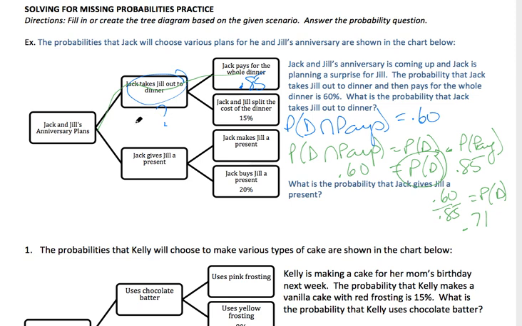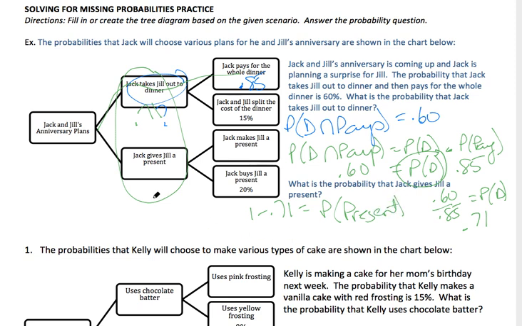So this is 0.71. Okay, so then the next question is, what's the probability that Jack gives Jill a present? Well, we know that these two probabilities add up to 1. So therefore, we subtract. So 1 minus 0.71 is going to be the probability that he gives her a present.